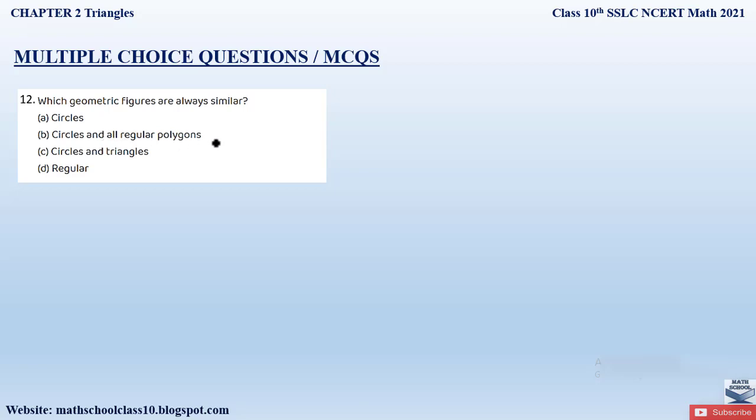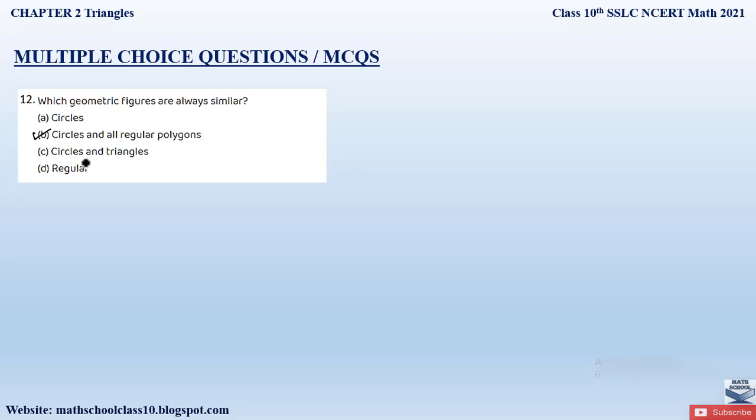Circles and regular polygons. So a polygon means any figure having more than 3 sides. So all circles, equilateral triangles and all the polygons which have corresponding sides in equal ratio and the corresponding angles equal, then all the regular polygons will also be similar. So in this case, our correct option is option D, where circles and regular polygons are always similar.